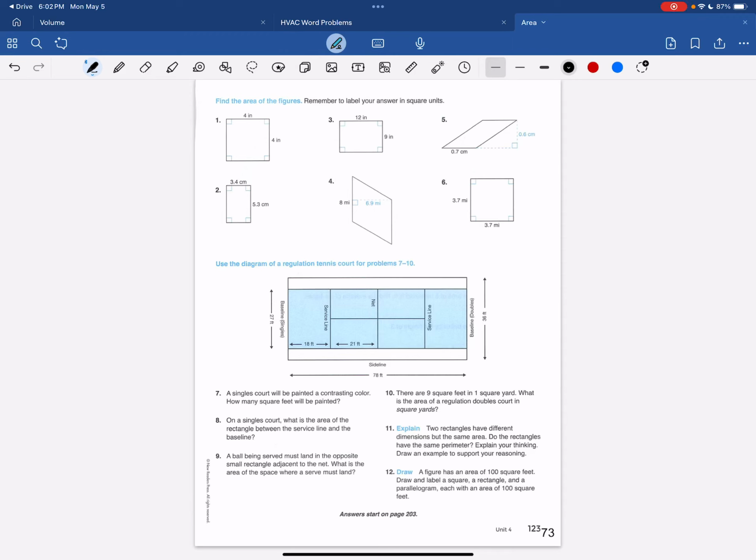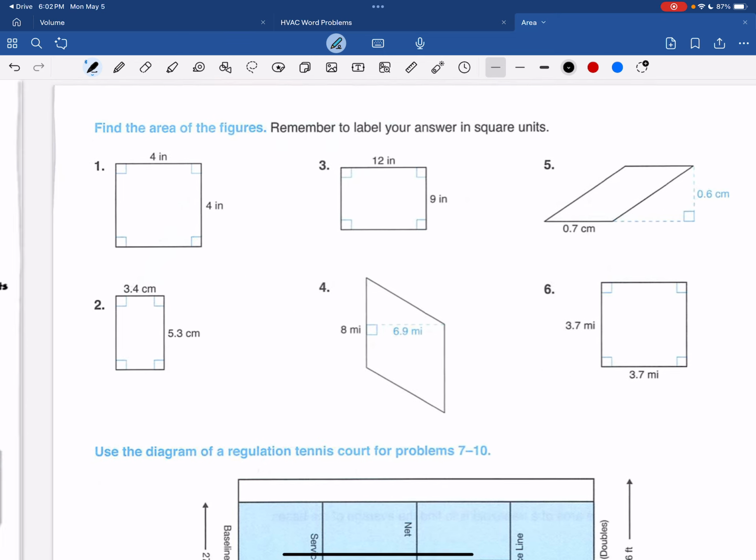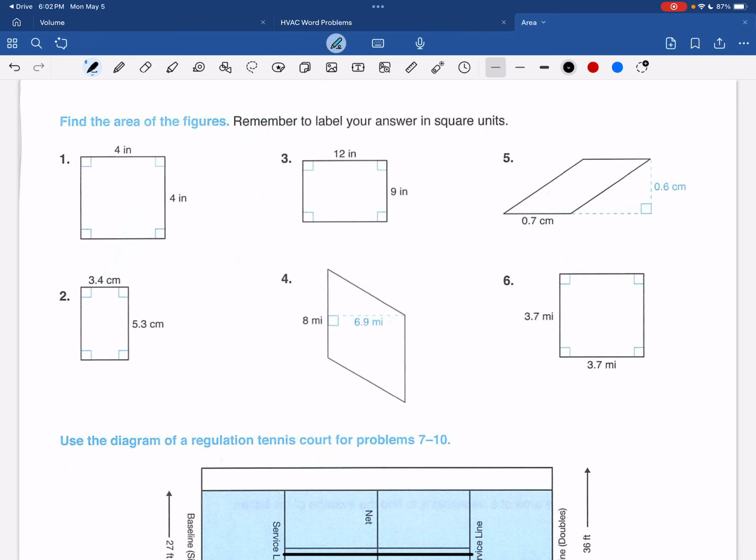On page 73, we're going to look at calculating some areas, and I'm going to use the formulas that I'm used to. You can use the formulas that you're used to. We should get the same answer as long as we're calculating correctly. So starting with number 1, it says to find the area of the figures. Remember to label your answer in square units.